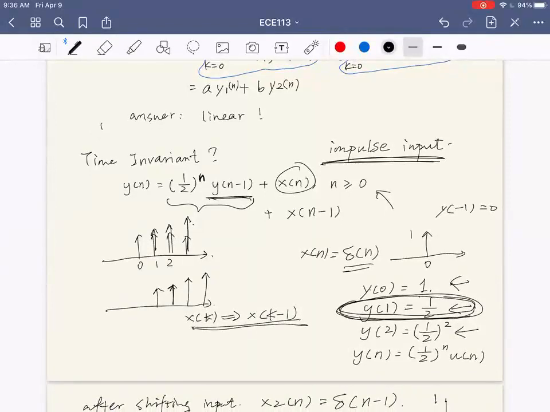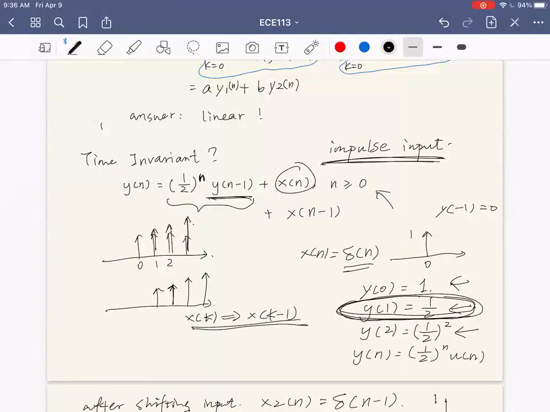Yes. Let's say it this way. Because it is a linear system, the time invariance of your impulse response will be sufficient to say whether the whole system is time invariant or not. But if you just want to find a counterexample, no matter whether it is linear or not, as long as you find a counterexample, we can say that it is not time invariant.